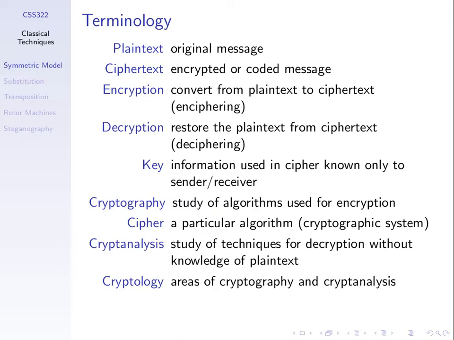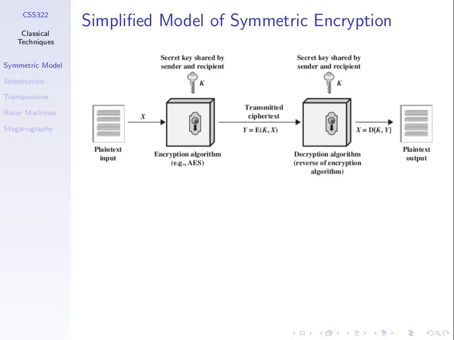Cryptanalysis is the study of the techniques for decryption without knowledge of the plain text. That is like breaking the cipher. If you've got the ciphertext, you want to get back the plain text, then what techniques can we do to obtain that plain text? Cryptology is just the areas of cryptanalysis and cryptography. Just some terminology.